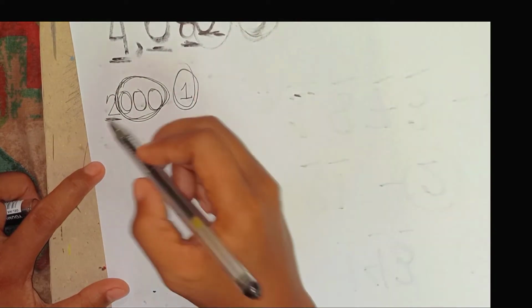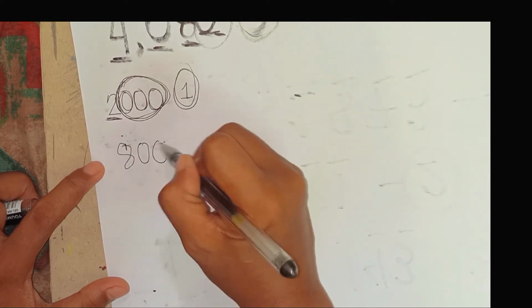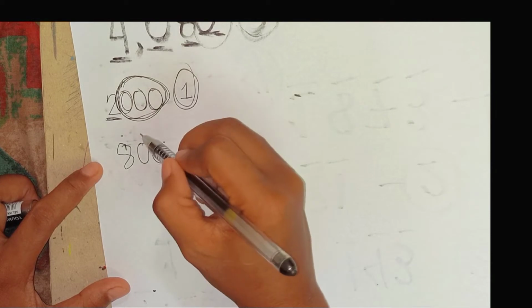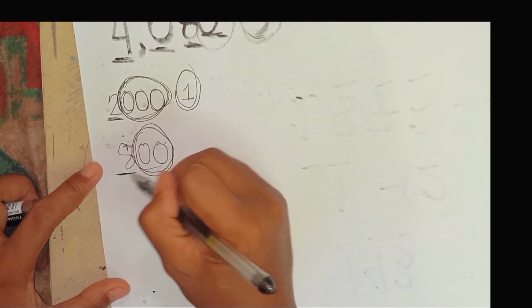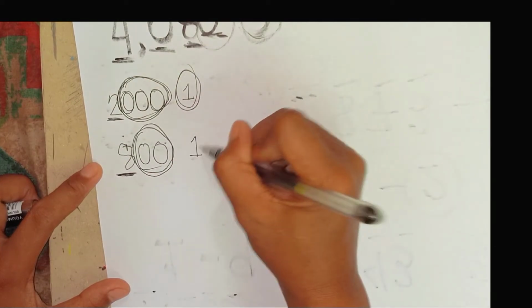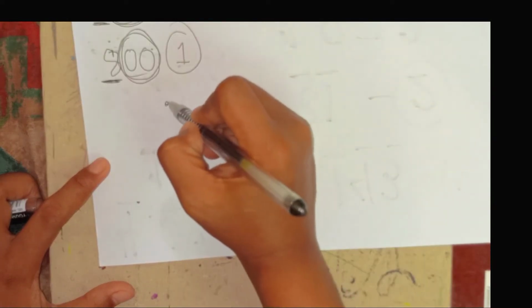So next is 800. Since it has two trailing zeros here, we have only one significant figure. So now let's take the decimal point.